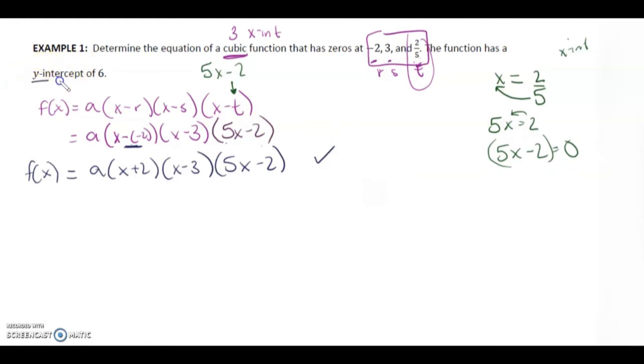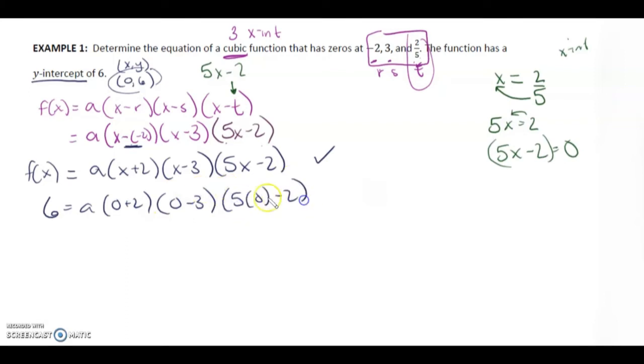But when we say there's a y-intercept of 6, this is actually an ordered pair. So a y-intercept of 6 is 0, 6. Now, take this coordinate, 0, 6, and what we do is we sub it in. Now we have every single value, and then we solve for a. Okay, so this would be another mark.